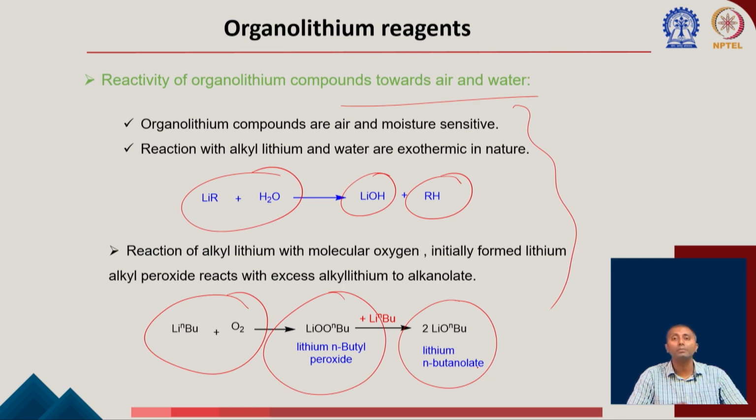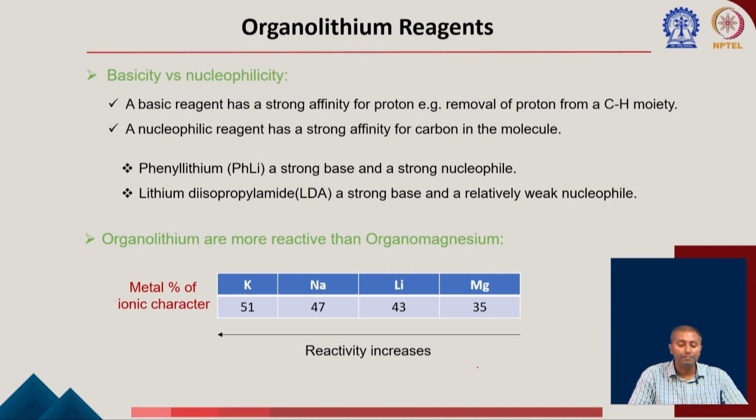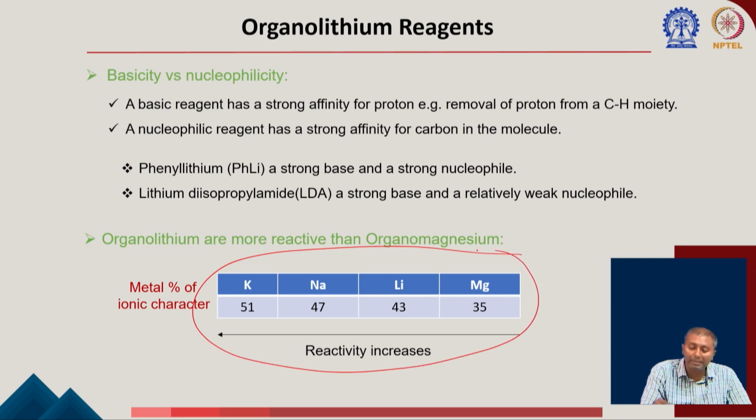Okay. That means again you have to understand these are compounds that can react with the moisture as well as with the air. So the other important parameter we should understand, once you are talking about different organometallic reagents, is that we talk about organopotassium, organosodium, organolithium, organomagnesium. In this direction what you are seeing is the percentage of metallic character.